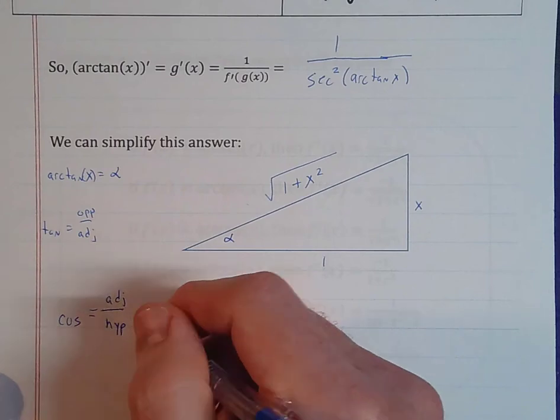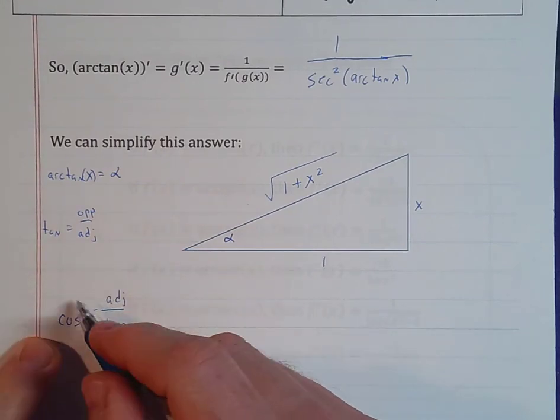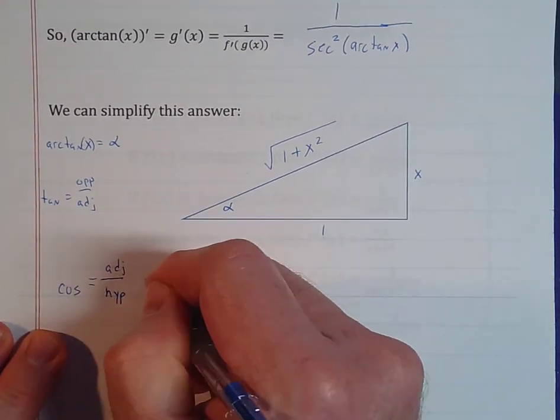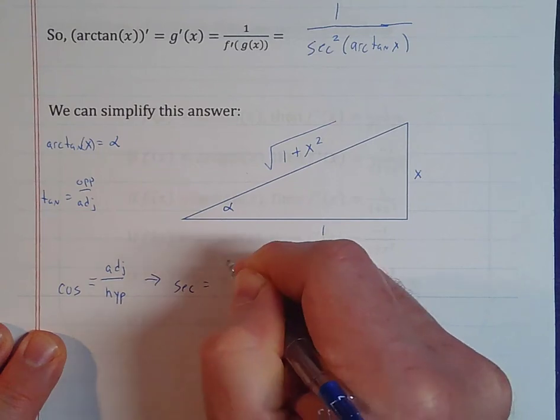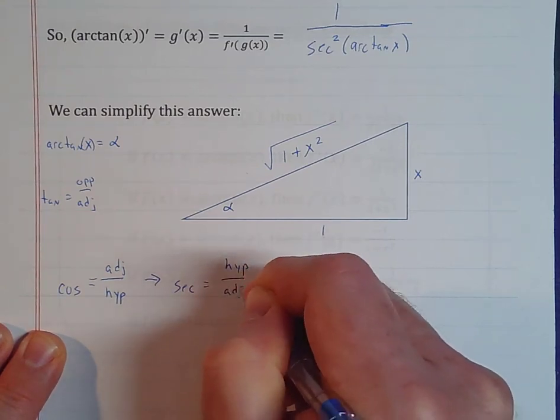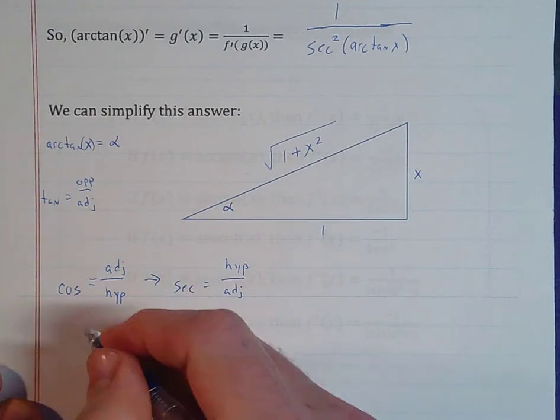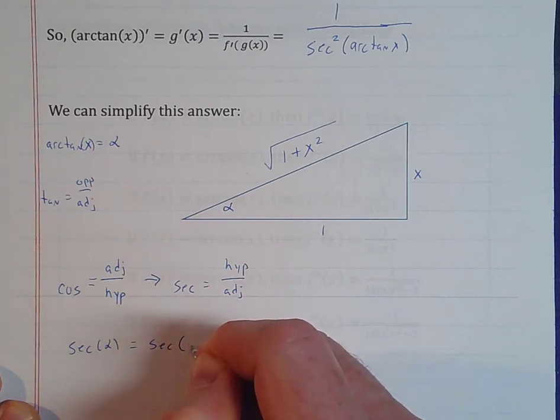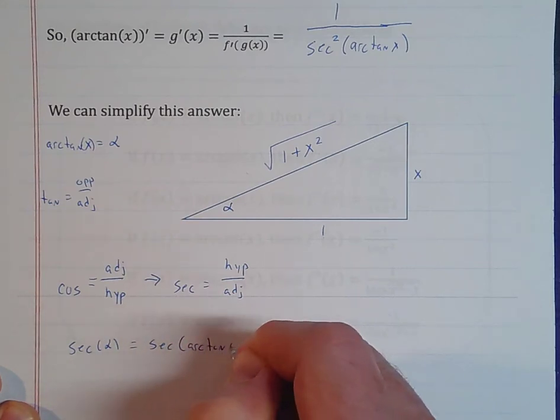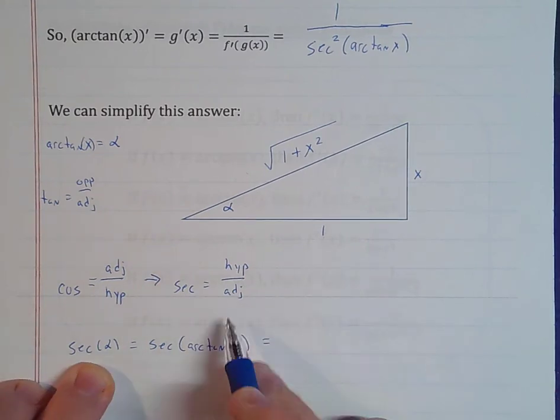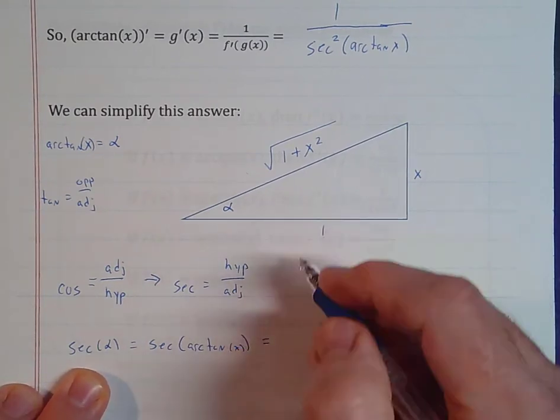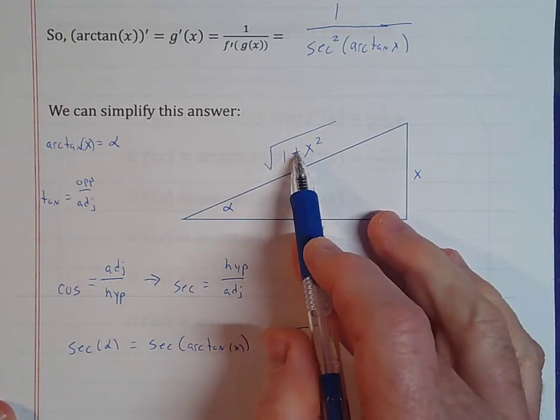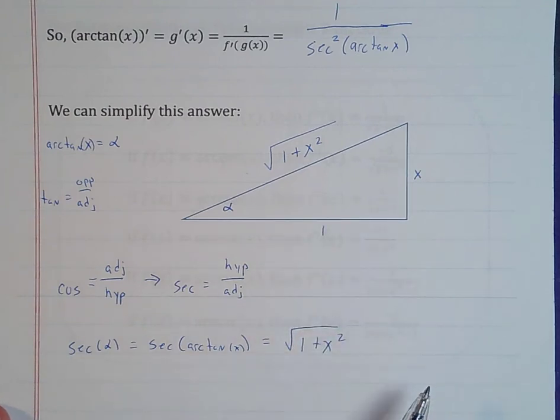Which means that cosine, if I look at the reciprocal of that, I get secant. So I know that secant is hypotenuse over adjacent. Okay, so secant of alpha, which remember is secant of arctan x, is hypotenuse over adjacent. So that would just be the square root of 1 plus x squared, right? Hypotenuse over adjacent. All right?